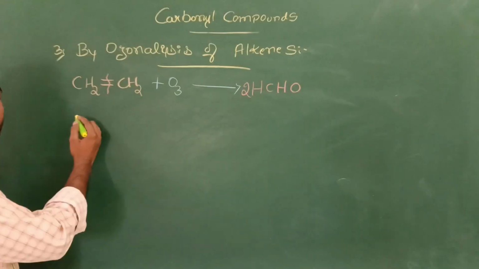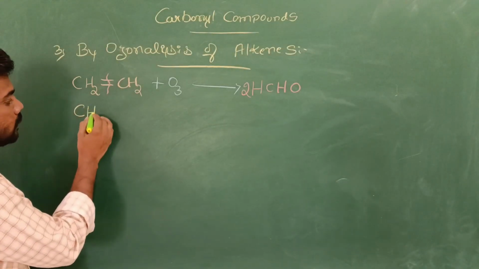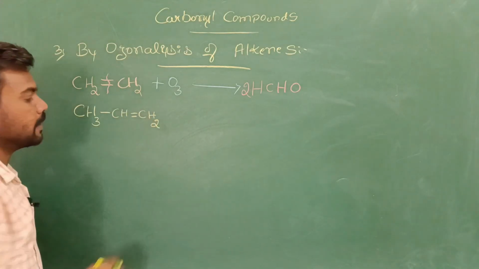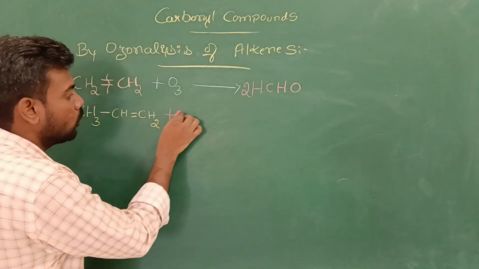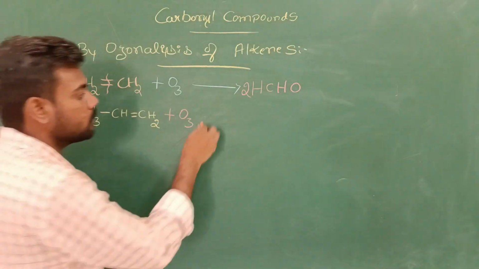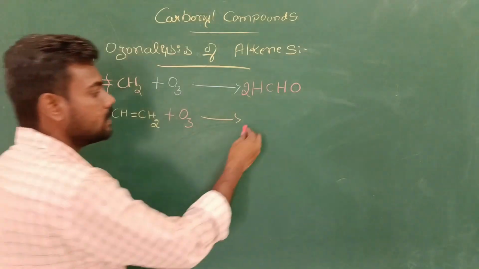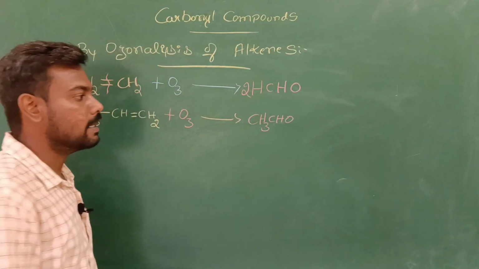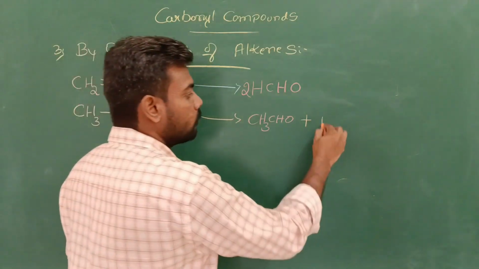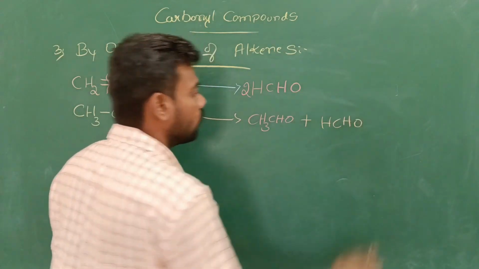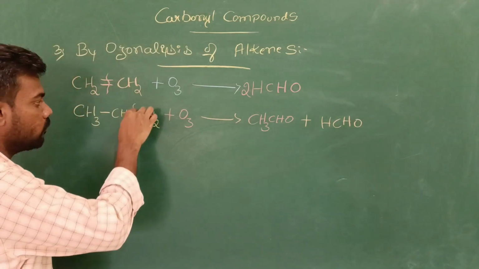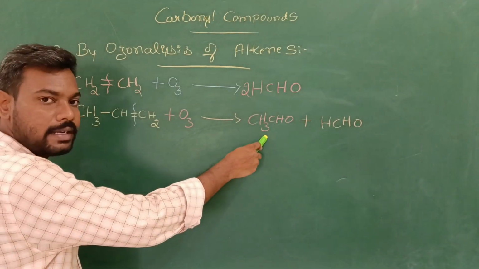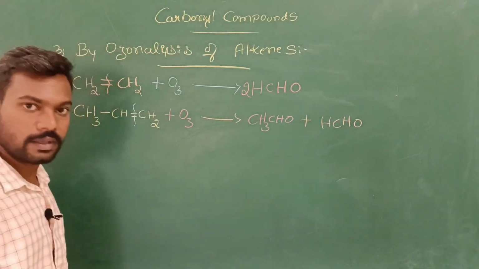Next one is propene. Propene on ozonolysis forms acetaldehyde, that is CH3CHO, and formaldehyde. Here the double bond will break, which undergoes ozonolysis. It forms acetaldehyde and formaldehyde. Clear?